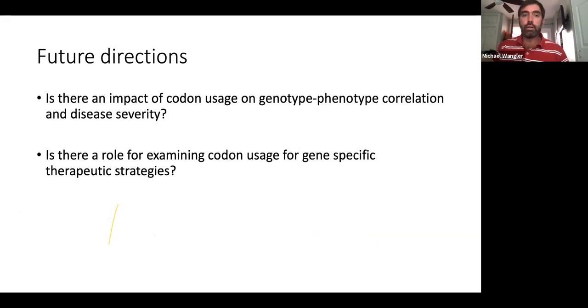Our future directions are, we want to look more carefully at, is there an impact of this codon usage on genotype-phenotype correlation and disease severity? And is there a role for looking at these for gene-specific therapeutic strategies? So I'll just show you these final 2 examples, and then I'll go to questions, okay?